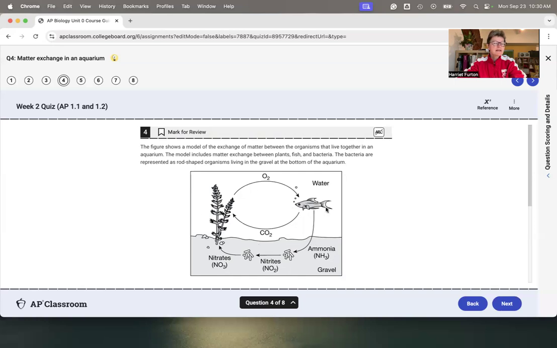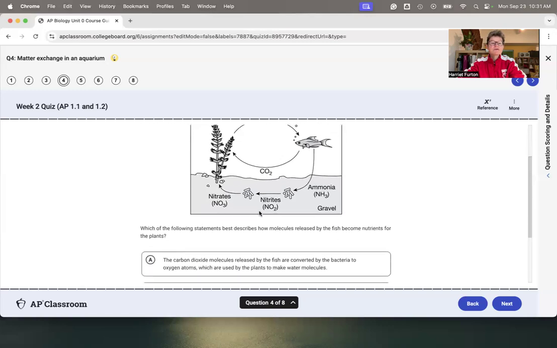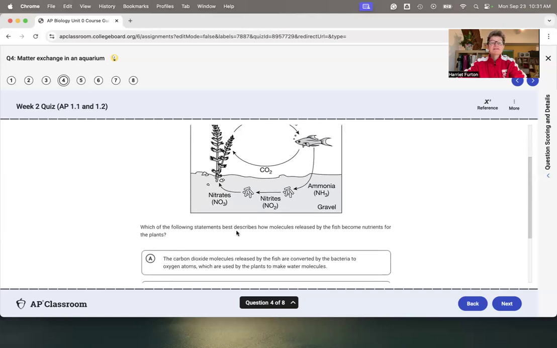So you have to really understand. This is one of the skills students have to apply in AP Biology, be able to analyze the picture. So the question is, which of the following statements best describes how molecules released by the fish, carbon dioxide and ammonia, converted by the bacteria, become nutrients for the plants? Both of them are nutrients, okay? So that's true. But now let's see A.